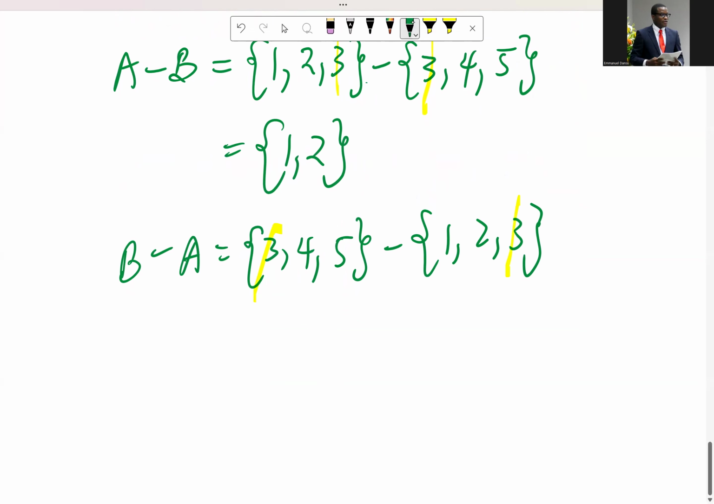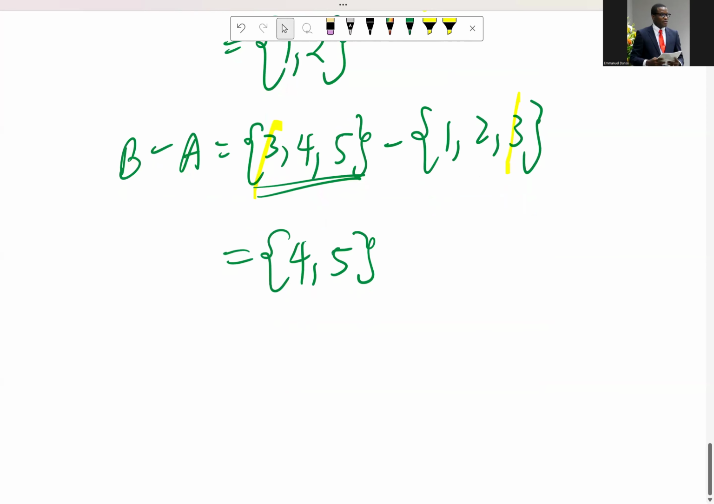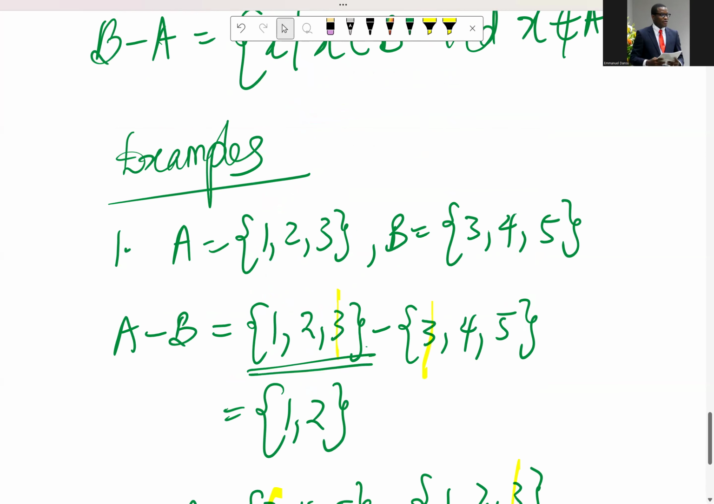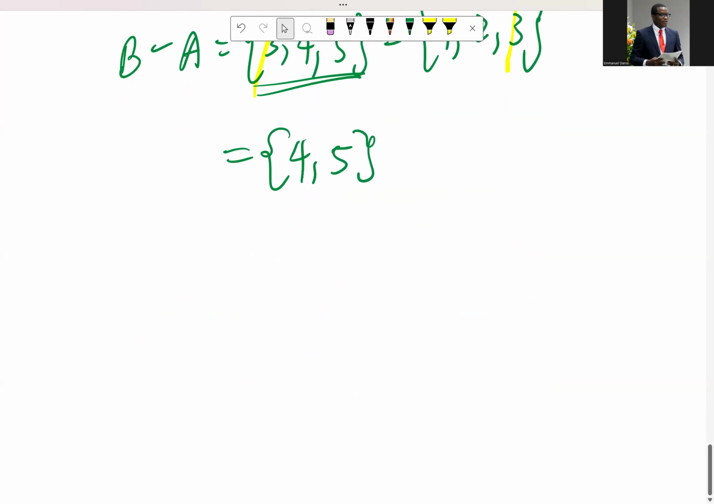So whatever is left in B, you have 4 and 5. That is how to deal with difference of two sets. Very important. All right, so let's talk about applications of difference of sets.